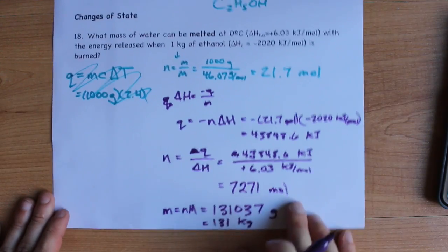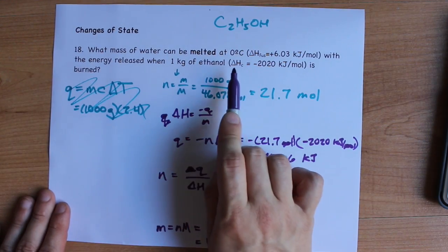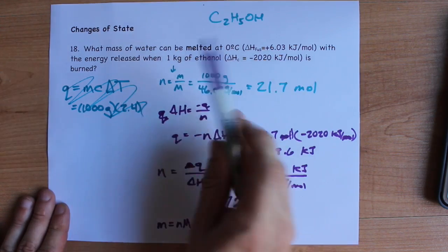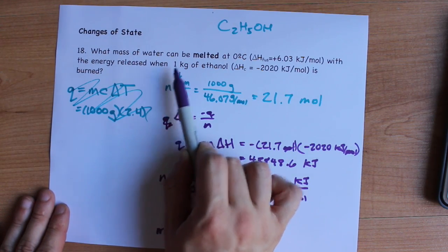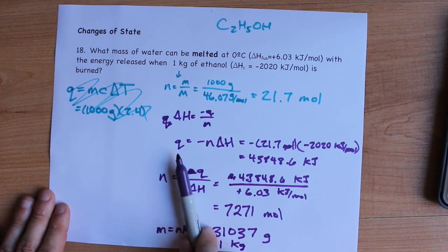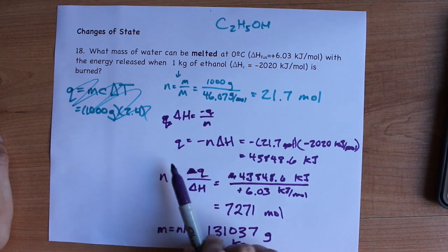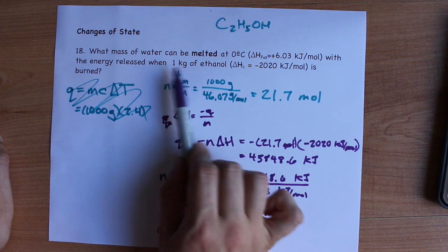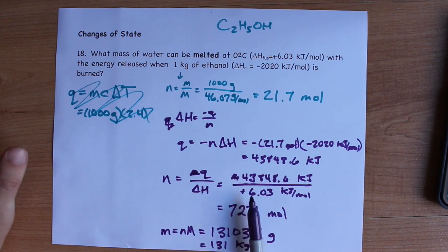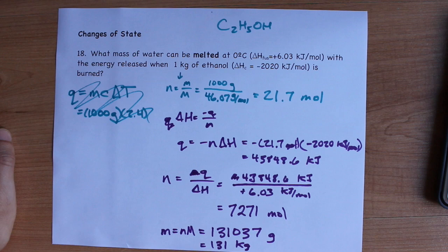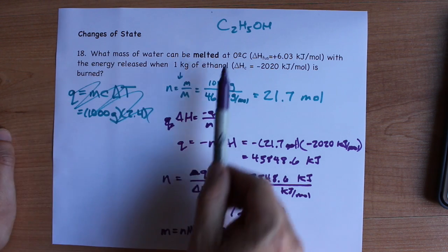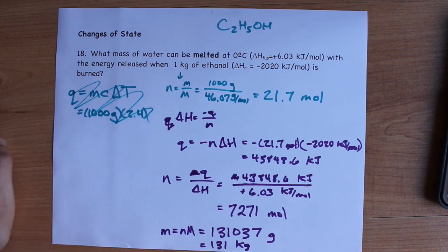My point in doing this question is that if you're given the delta H for a reaction and the number of moles of reactant, you can calculate the heat that is either released or required to be absorbed in that process. And we did it here, figuring out the heat released by the ethanol and using that same Q as the heat absorbed by this ice, which melted into liquid water. And apparently we can melt 131 kilograms of water if it's already at zero with just 1 kilogram of ethanol. Yeah? Yeah.